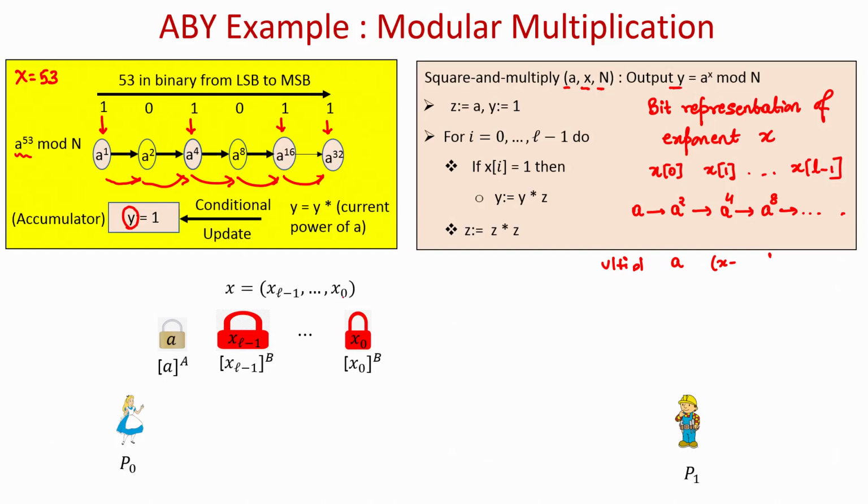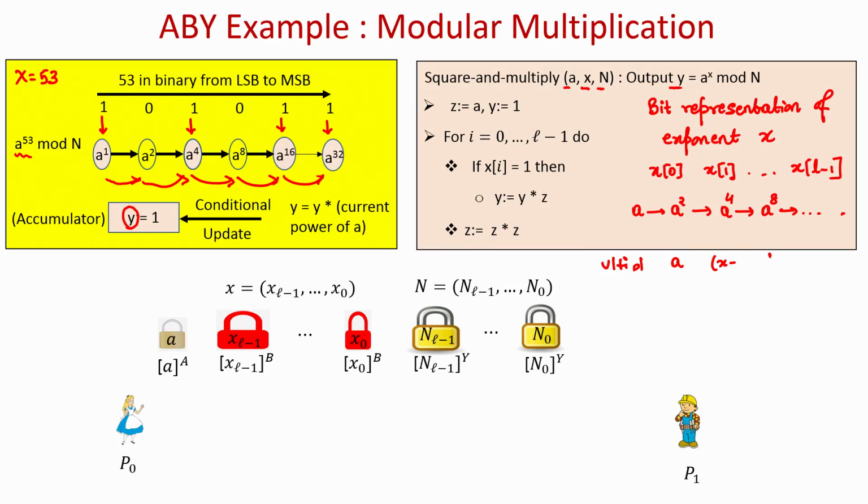namely, for each of these bits x naught, x 1, up to x l minus 1, Alice has a random Boolean share and Bob has a random Boolean share, such that if we XOR them we get the bits of x. And say the bits of n as well are secret shared between Alice and Bob, but according to the Yau representation.